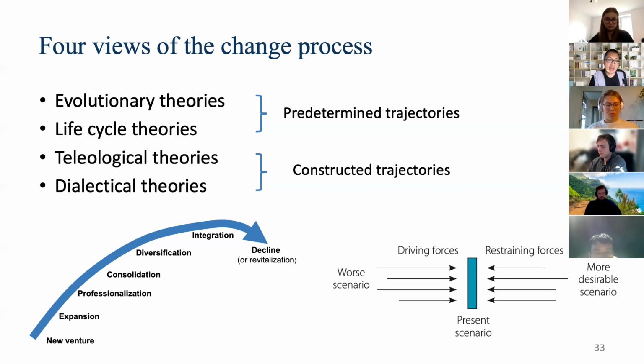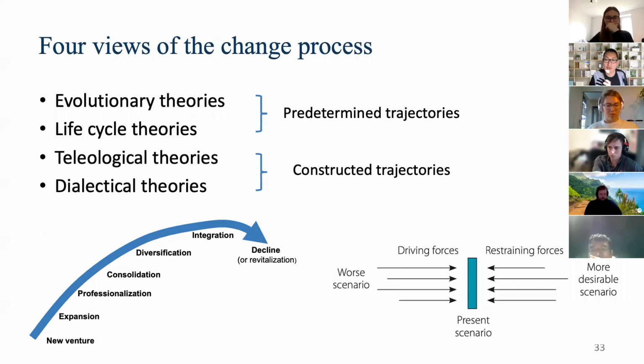I mean, the combination of a teleological theory and dialectical theory is just that teleological means that the firm has a certain purpose, they want to change. But at the same time, especially when you have big organizations, it is very hard to change because you will face this resistance from different departments, right? So that's just the general idea of these 4 views of change process.